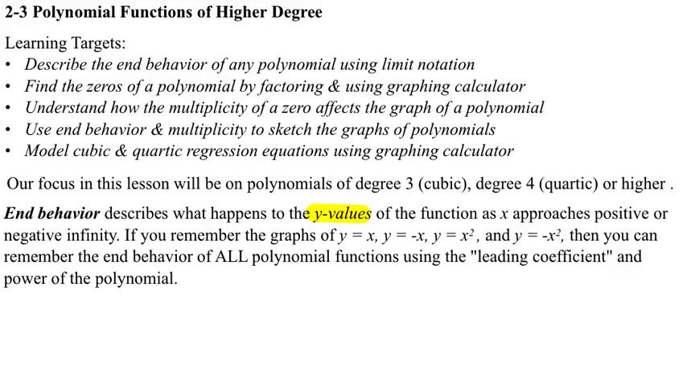And we've talked a lot about end behavior and how to analyze different polynomial equations. End behavior is a description of what's happening to the y values, or the outputs of the function, as x approaches positive or negative infinity. If we just remember the end behavior of y equals x, y equals negative x, y equals x squared and negative x squared, that actually describes the end behavior of all polynomial functions by just looking at their leading coefficients and the power of the polynomial. So let's take a look at how we can use that.